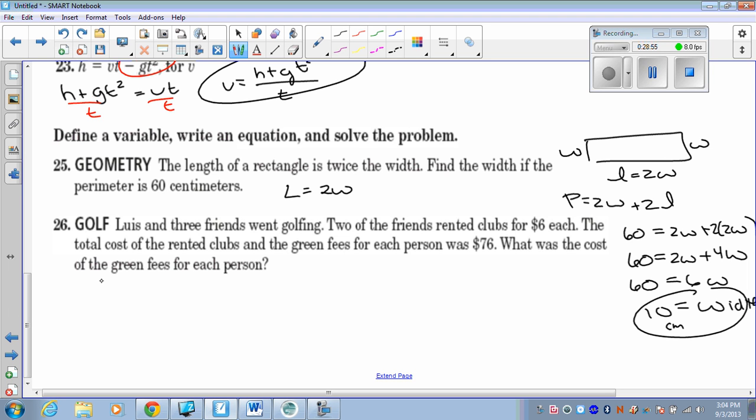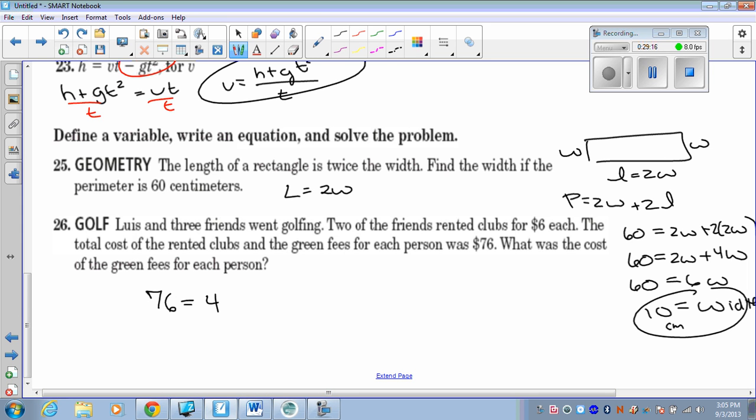Luis and 3 friends went golfing. 2 of their friends rented clubs for $6 each. The total cost of the rental clubs and the green fees for each person was $76. What is the cost of the green fees? All right, the total is $76. What do you get for that? Luis and 3 of his friends go golfing. So altogether, that's 4 people.